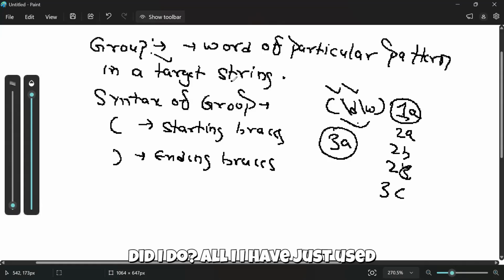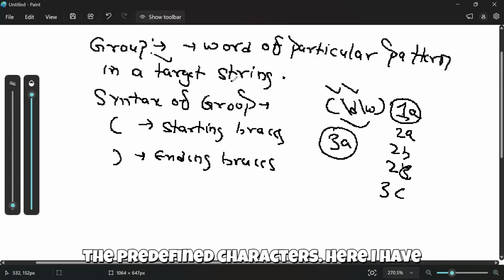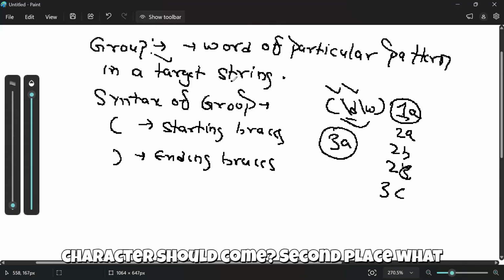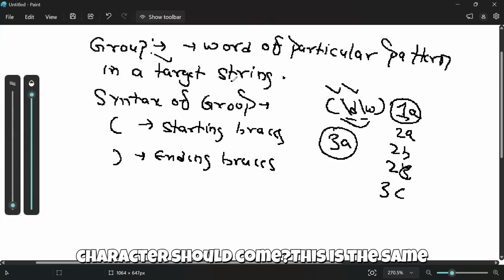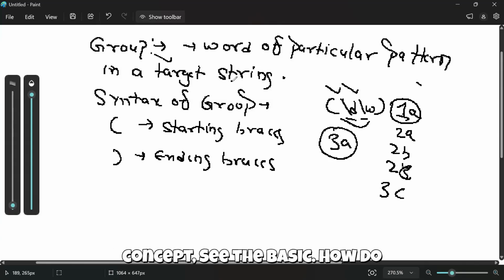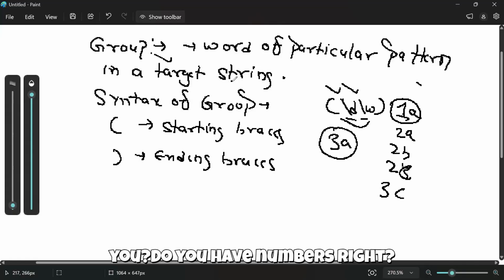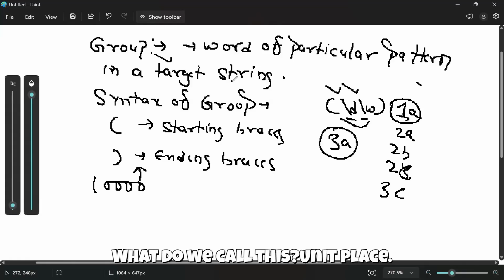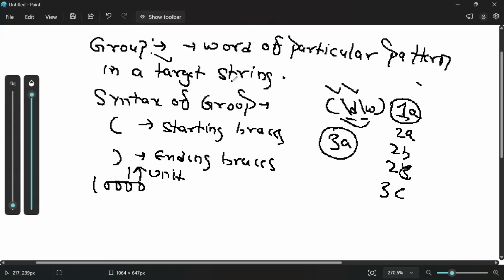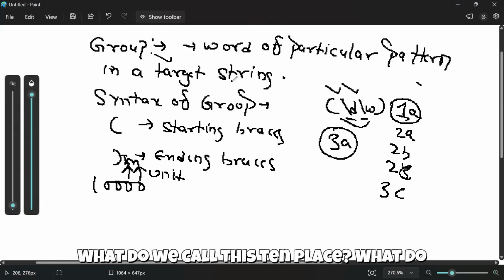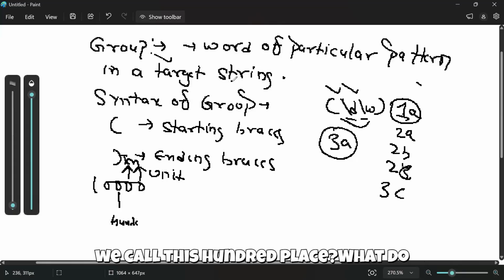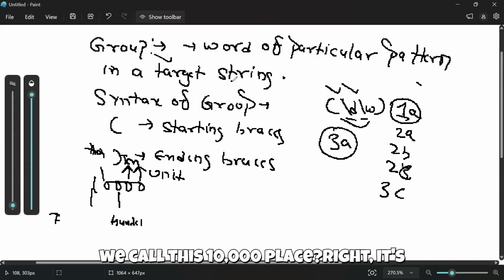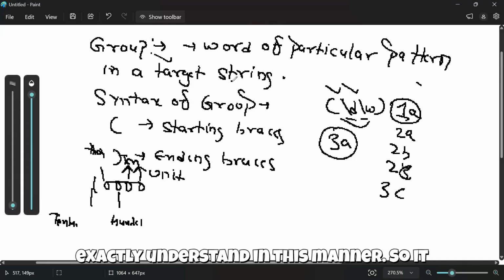So what did I do? I have just used the predefined characters here. I have put the places, like in this place, what character should come, second place, what character should come. This is the same concept. See the basic, how do you have numbers, right? What do we call this? Unit place. What do we call this? 10 place. What do we call this? 100 place. What do we call this? 1000 place. What do we call this? 10,000 place. Right? It's exactly understood in this manner.